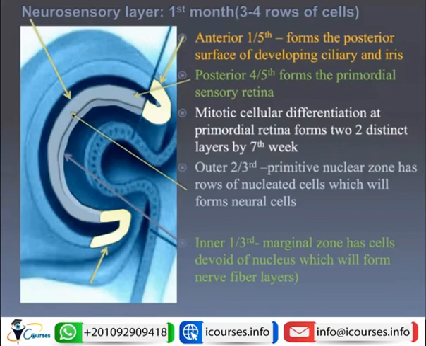So this is wrong. The inner zone of the inner layer of the optic cup will form the nerve fiber layer. However, the outer zone of the inner layer of the optic cup will form the nuclear cell layer. I hope that this concept is clear to you.